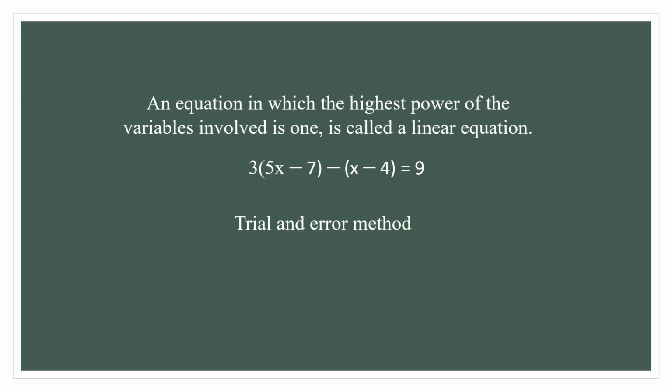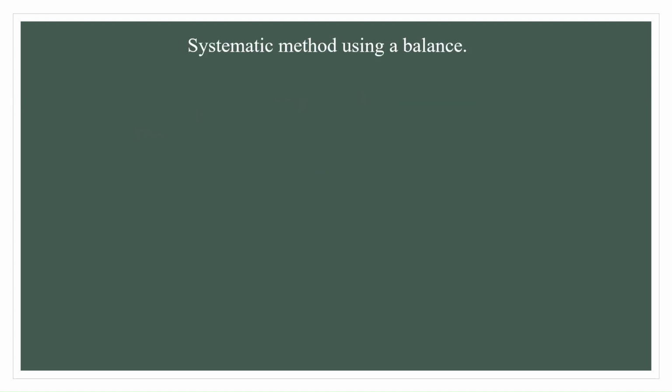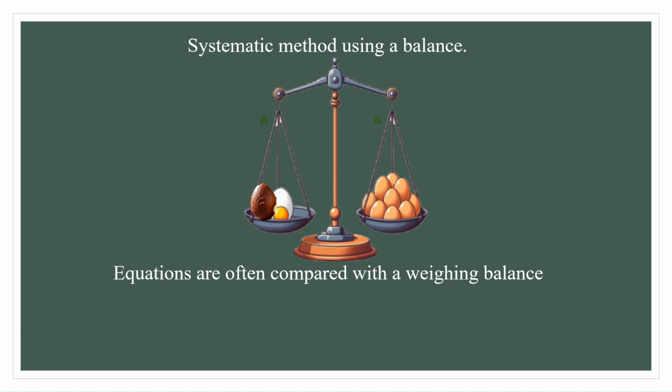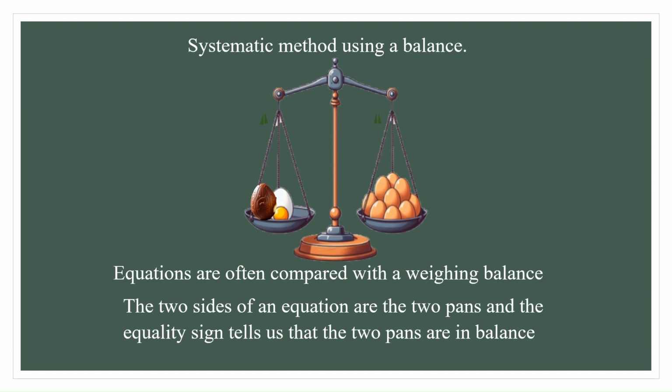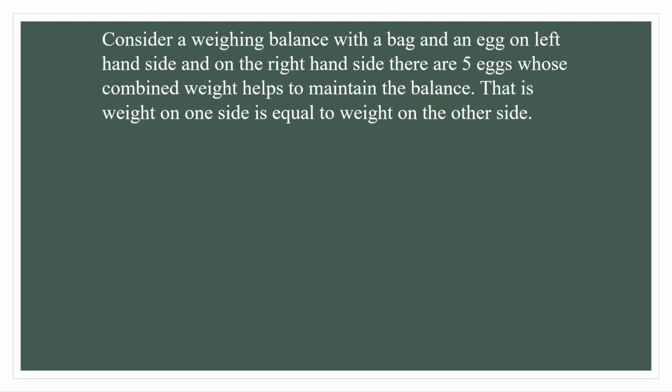There are different methods of solving linear equations. First is trial and error method. Now this method is very time consuming, so we will begin today with the systematic method using a balance. As you all know, equations are often compared with a weighing balance. The two sides of an equation are the two pans, and the equality sign tells us that the two pans are in balance. Now let us try to understand this by using a weighing balance.